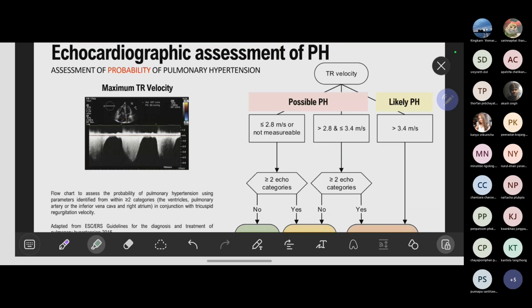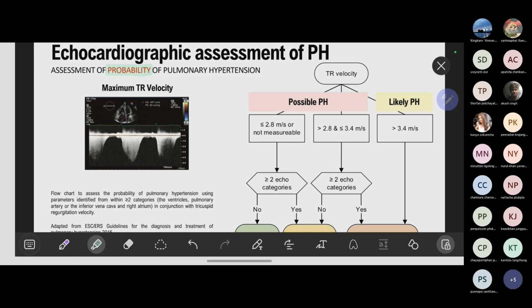According to the error and limitation of estimation of RAP, mean pulmonary artery pressure, PASP, and PADP between non-invasive and invasive measurement, to avoid this error, echo should give information on the probability of pulmonary hypertension rather than provide a definite diagnosis of pulmonary hypertension.